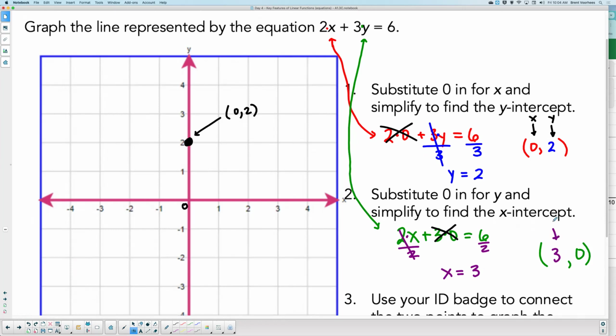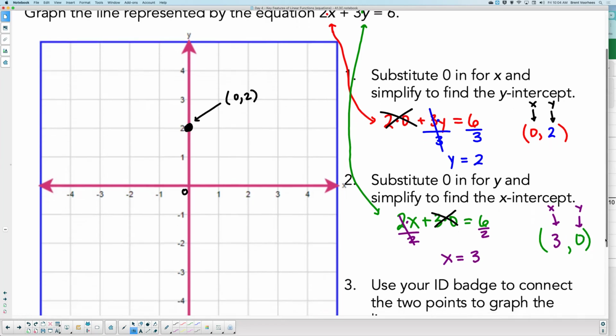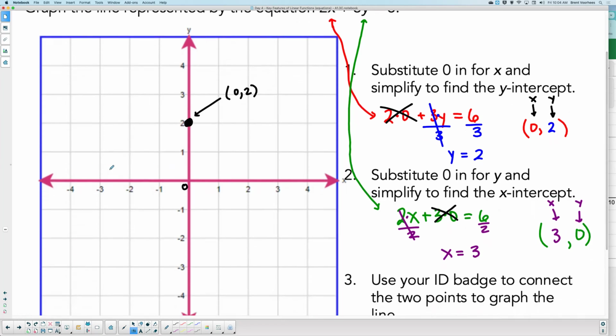Once again, the x value is 3. The y value is 0. So this time, go to your x-axis, go to 3, and draw the dot. When y is 0, x is 3. It's that point right there. Everybody got that down? Now take your ID badge and draw a line connecting those 2 dots, and we'll be done. Take your ID badge and draw a line across the graph that connects those 2 points.